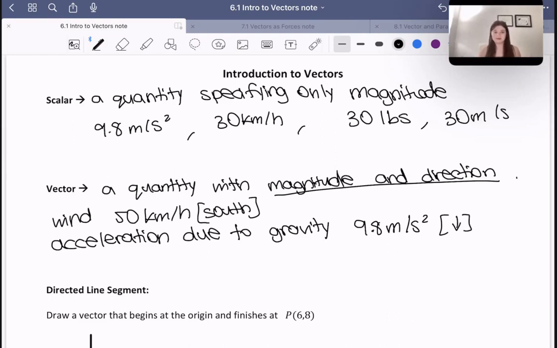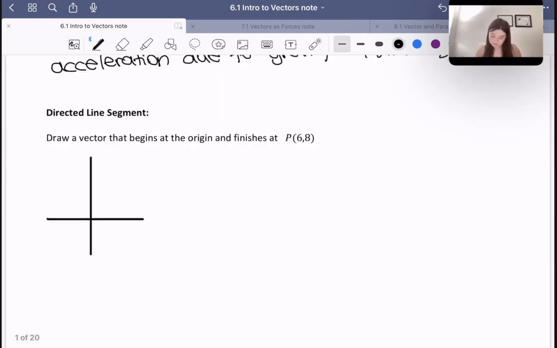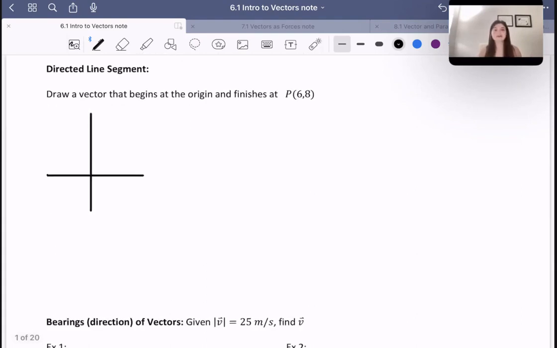Okay, so let's talk about a directed line segment. It says here, draw a vector that begins at the origin and finishes at P(6, 8). Well, we already kind of know how to do this. We have 6 here, let's say 8 is up here, and the point is like that. And we just draw this. This is point P. And this is my vector.